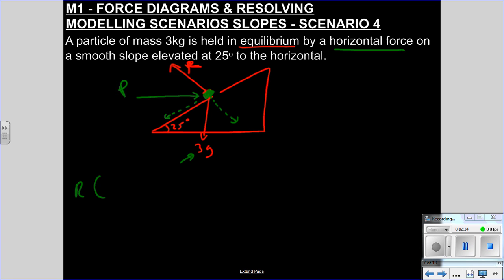So I could resolve in the direction of the normal reaction, and therefore I would have to resolve the other way, going parallel to the slope, down towards the slope. Or I can be intelligent about it and with a bit of savviness. By the way, if I did that, I'd have my weight like that, but then also my P would have corresponding forces like so, wouldn't it?